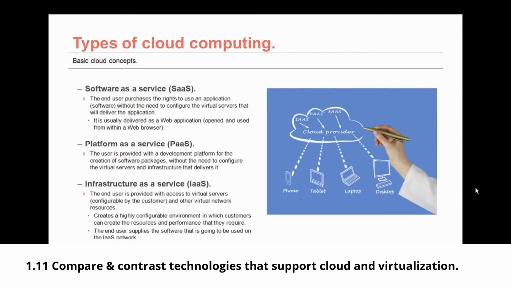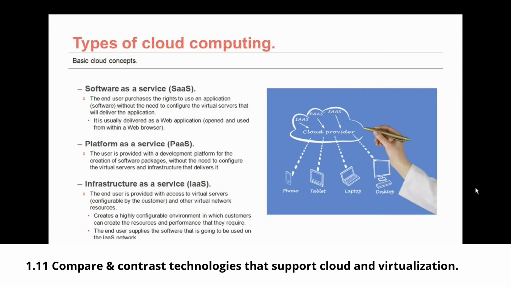First up is software as a service. The end user purchases the rights to use an application or software without the need to configure the virtual servers that will deliver the application to them. It is usually delivered as a web app or web application, opened and used from within a web browser, but not always. If you have a subscription to Microsoft's Office 365, you are utilizing software as a service.